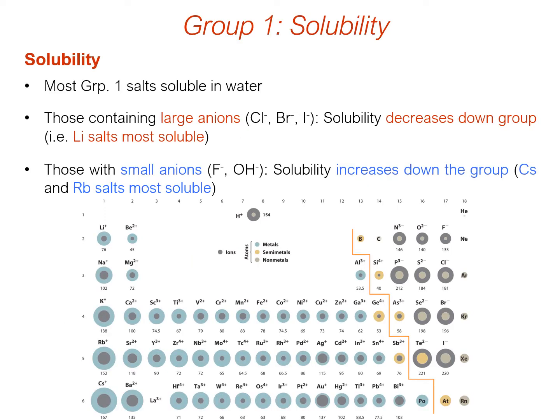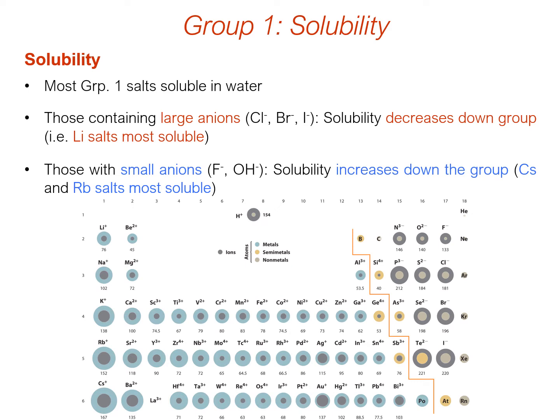We'll start by looking at the solubility of group 1 compounds. In general, most group 1 salts are soluble in water. We'll go into it in more detail in the later slides, but the idea behind solubility is that it's a competition between the lattice energy of the ionic solid and the energy of each individual ion being hydrated. As I said, we'll look at this in thermodynamic terms in a few slides' time.